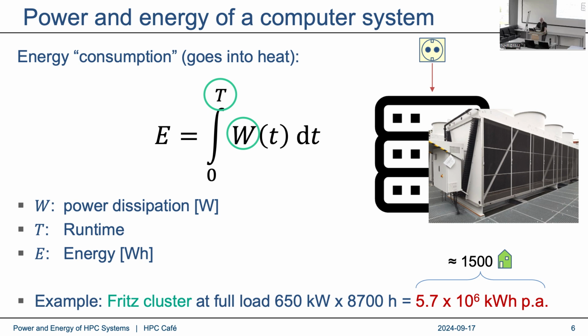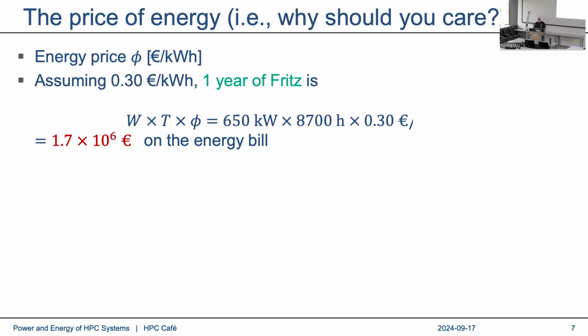Okay, and then once you've done that and you run your computer, you have to get rid of the heat, and that's another challenge. All right, so much for the actual power consumption and the energy. So keep in mind about 1,500 standard households. Now, what about the price? What about the money that costs?